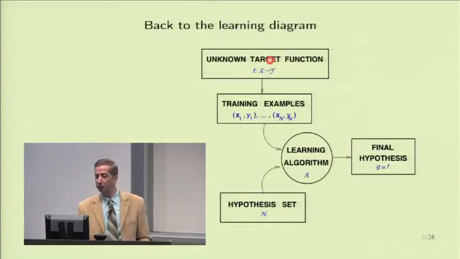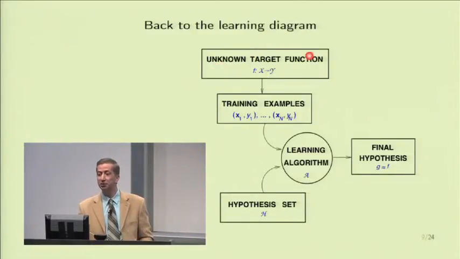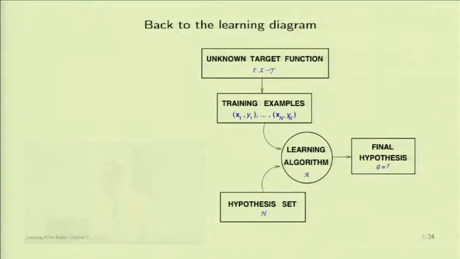Here is your target function, and it's unknown. And I promised you last time that it will remain unknown, and the promise will be fulfilled. We are not going to touch this box. We are just going to add another box to accommodate the probability. The target function generates the training examples. These are the only things that the learning algorithm sees. It picks a hypothesis from the hypothesis set and produces it as the final hypothesis, which hopefully approximates f. That's the game. So what is the addition we are going to make?